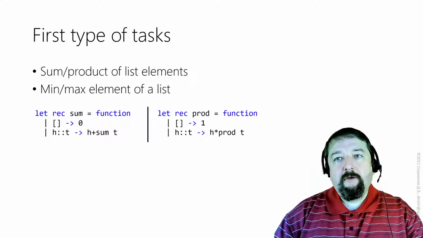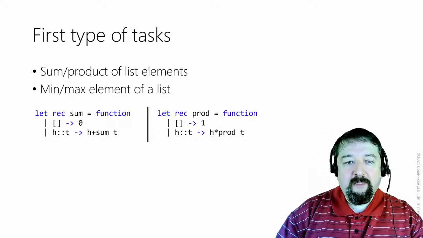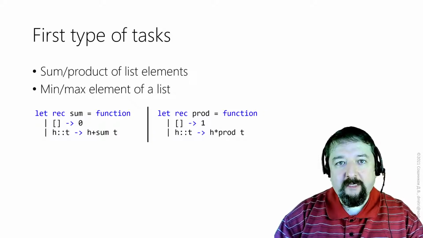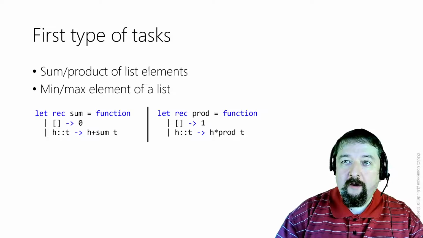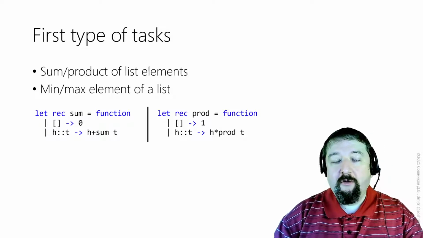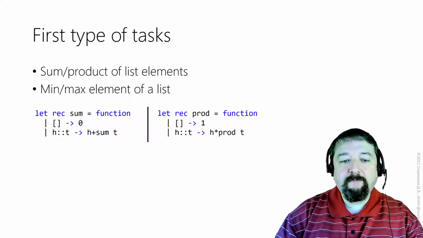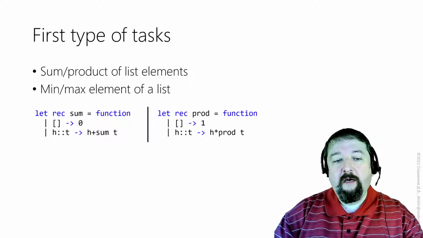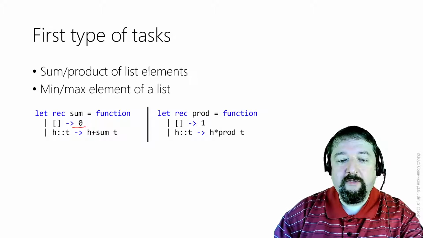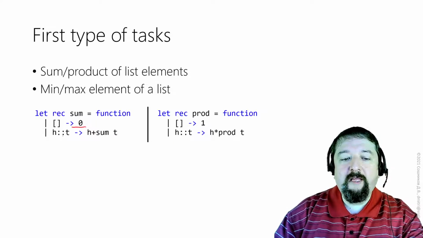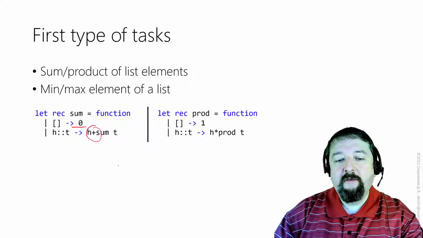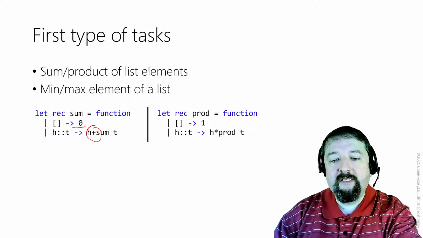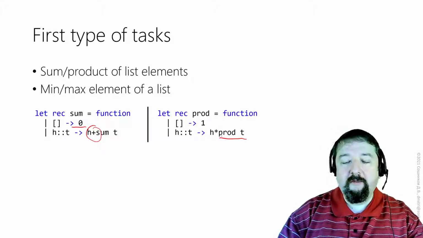So let's consider the first kind of possible tasks, which is when we want to find some kind of aggregate value from the list. For example, we want to find the sum of elements, product of elements, or minimum and maximum elements of the list. Those kind of functions are defined in a very similar manner. For empty list, we return some initial value. For non-empty list, we apply some function to the head of the list and the result of applying our recursive function to the tail of the list.